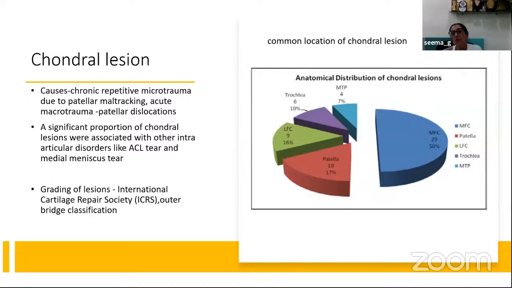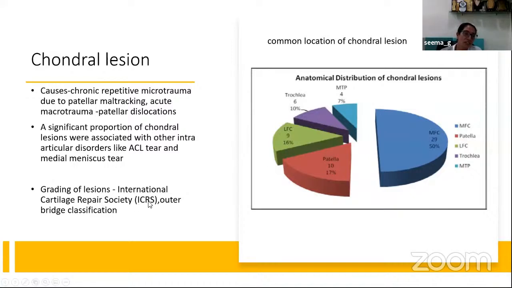There can also be trauma, acute injuries, and patellar dislocations, which can lead to these chondral lesions. In the literature it is found that these people generally have associated static structures involved, that is, ACL and medial meniscus tears are generally there. When we look at the anatomical distribution, maximum times it is the medial femoral condyle which is involved. The patella is less involved, around 17%. The trochlea and medial tibial plateau are very less involved.